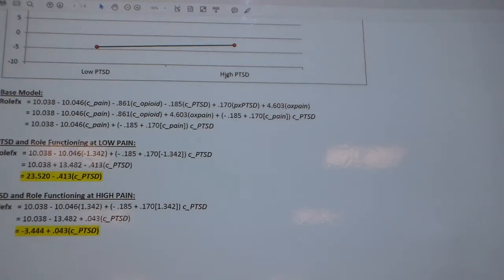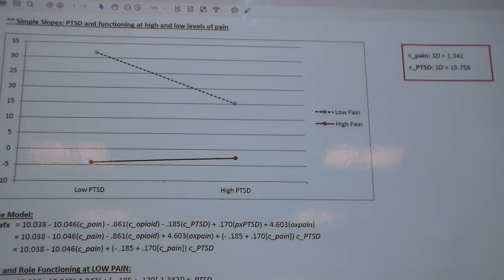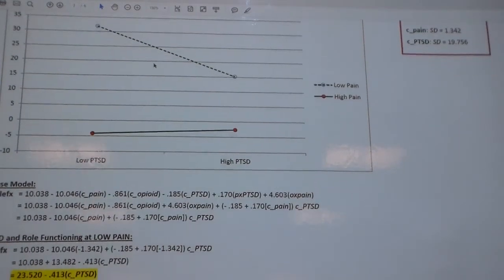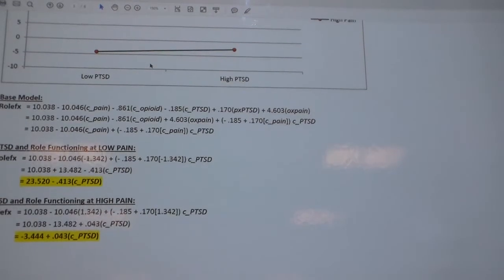So again, remember, we did this in lecture. If this is my function based on my base model, right? My intercept, coefficient for pain, opiate use, PTSD, and my two interaction terms, okay? And what I'm interested in at this point is the conditional effect of PTSD on functioning at high and low levels of pain, right? So I want to get my simple slopes for PTSD at high and low levels of pain. So what I'm going to do is start factoring this out.